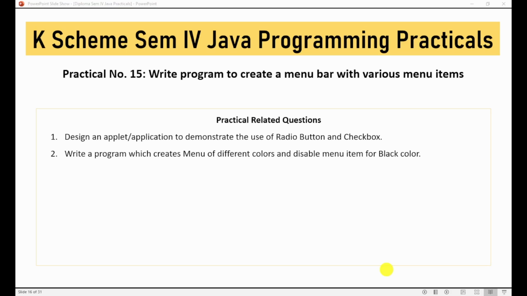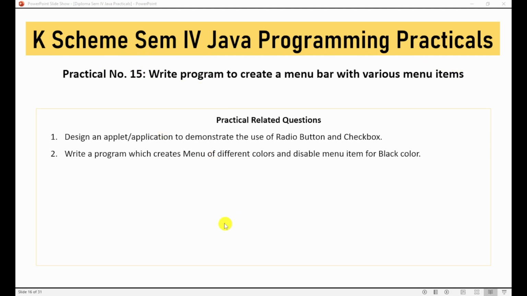I am making this video to provide practical knowledge to all students so that you can develop your own programs which will be helpful for your studies as well as career. In this video we will see practical number 15 of Java programming, which is according to Diploma Computer and IT, K scheme and 4th semester, and the topic in this video is to create a menu bar with various menu items. So this is again part of AWT, that is graphical user interface.